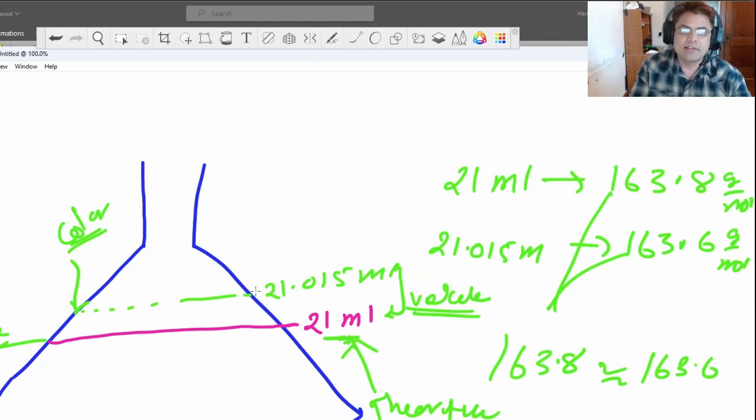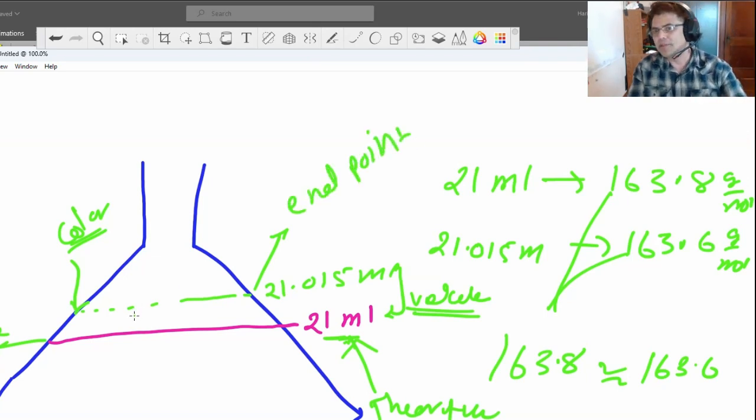Okay, and at the point where you see the color, that is said to be the end point, because once we see the color, we have to stop the reaction and find how much mL is consumed. Done. So we will again go to the technicality of this thing. Again, there is still some technicality left behind.